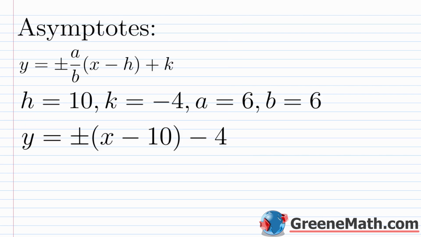Again, in terms of the asymptotes in the fundamental rectangle, we're going to be using this second row right here. So for the asymptotes, we have y equals plus or minus a over b times the quantity x minus h plus k, where h is 10, k is negative 4, a is 6, and b is 6. So we know that 6 over 6 is 1. So really we just have, you could say plus or minus 1 out here, or you could just put plus or minus in front of the parentheses there. So y equals plus or minus the quantity x minus 10, and then minus 4.